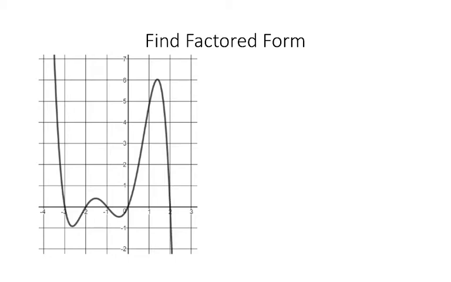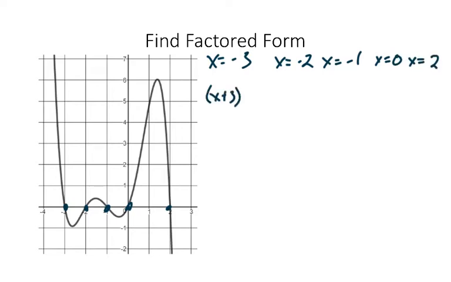Now let's see if we can find factored form on this one. So I've got an x-intercept, x-intercept, x-intercept, x-intercept, x-intercept. So it's pretty straightforward. So x equals -3, x equals -2, x equals -1, x equals 0, and x equals 2. So that's going to be the form x plus 3. Honestly, for me, the hardest part about these is just remembering to flip the signs. I'm going to assume it's probably going to be the hardest part for you. x minus 2.